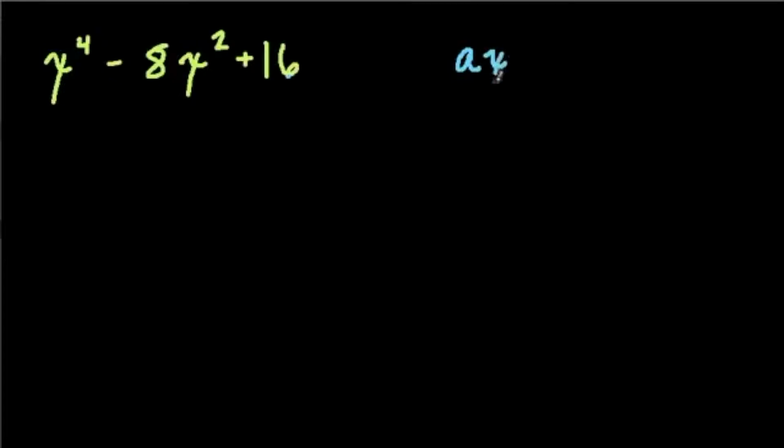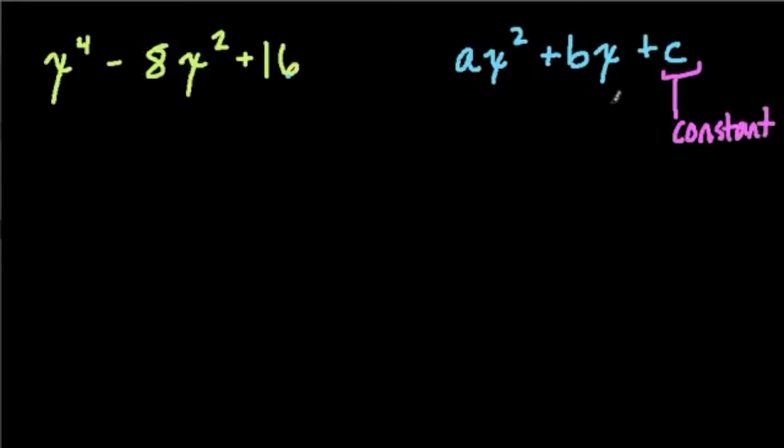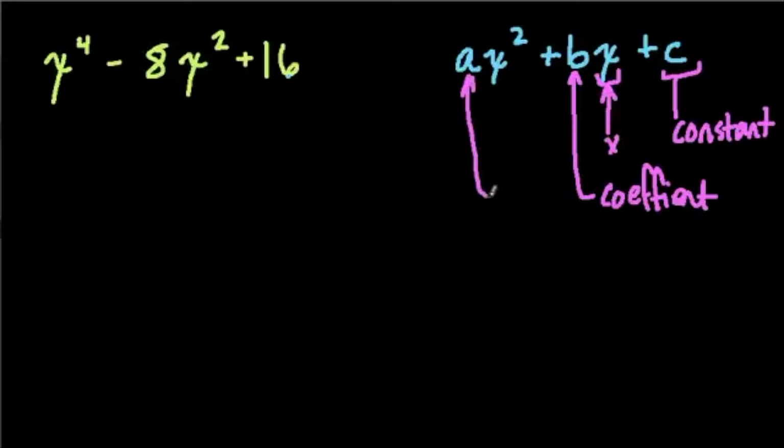Well, we had ax squared plus bx plus c. So essentially what we have, of course, is our c term, which is our constant. And then we have our b term, which is a coefficient, right? A number multiplied by a variable. And what's the variable? Well, it's x. And then we have another coefficient a, and another variable, but this is x squared.